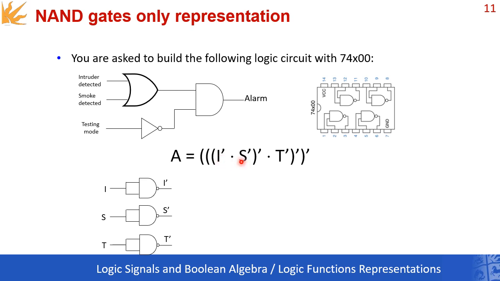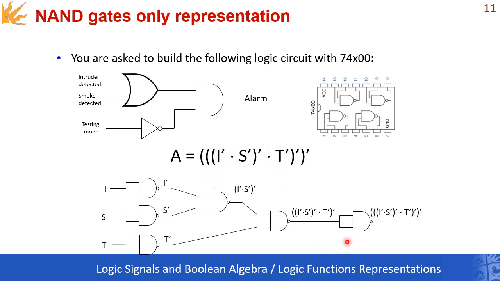We've got the inverted I, the inverted S, and the inverted T by using this trick over here. The next thing to do is to pass the results in another NAND gate, which is mapped to this parenthesis over here. Now, the result of here, along with the result of T inverted, is passed to another NAND gate.